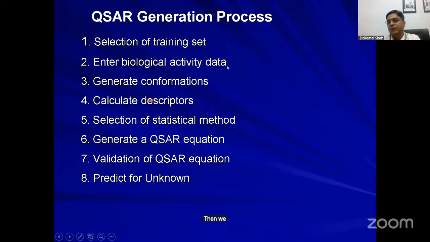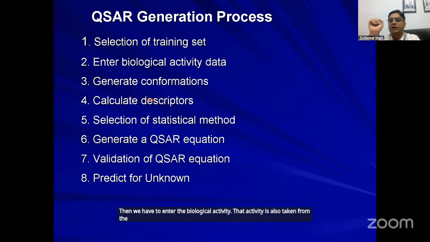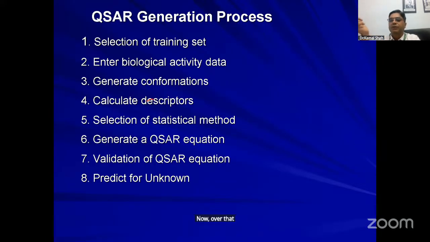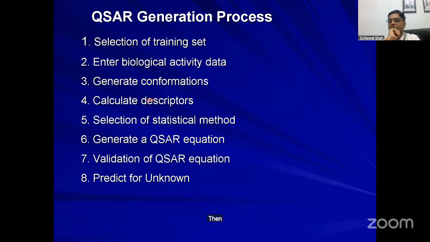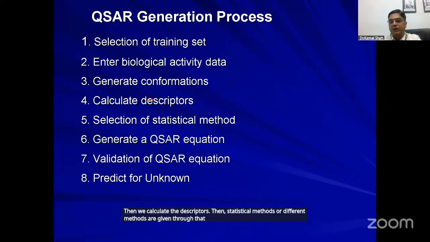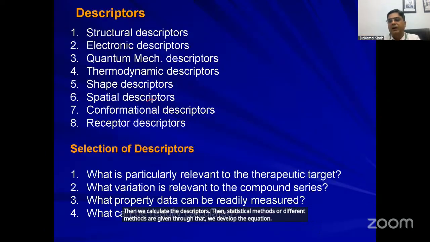Then we have to enter the biological activity. That activity is also taken from that research paper. That is over, as the in vivo activity is already done. Then we will generate the conformers by drawing the different conformers with the help of certain software. Then we calculate the descriptors. Then statistical methods or different methods are given, through which we develop the equation. Then the equation is validated and we predict certain results from that.